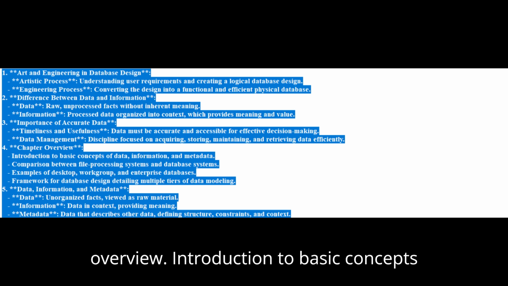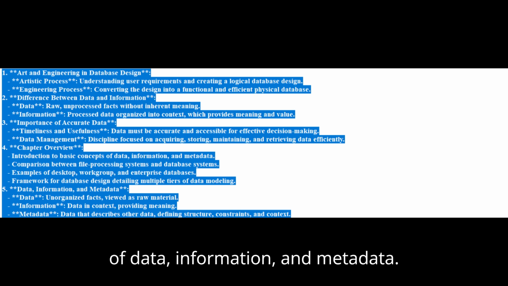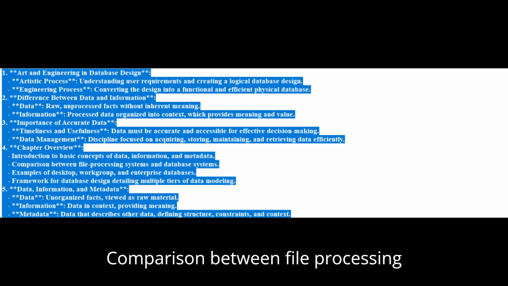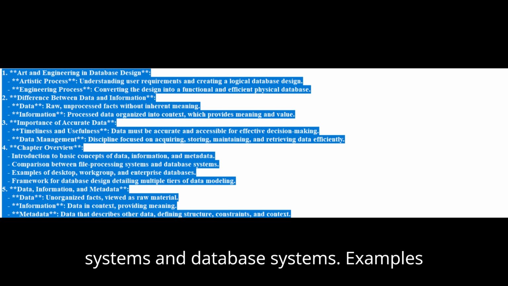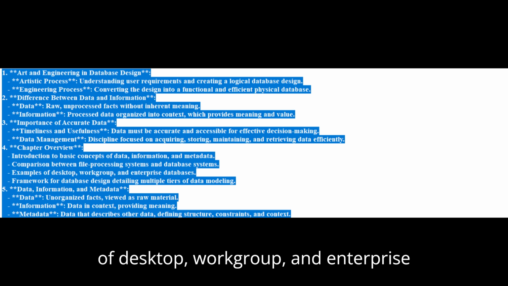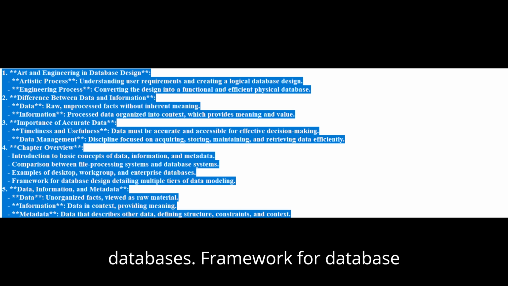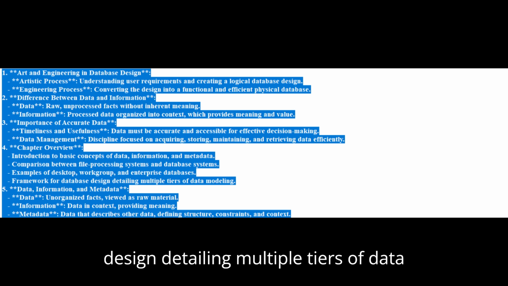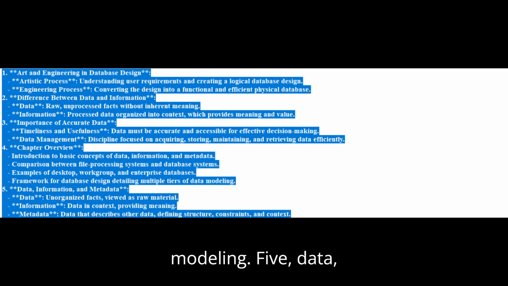4. Chapter overview. Introduction to basic concepts of data, information, and metadata. Comparison between file processing systems and database systems. Examples of desktop, workgroup, and enterprise databases. Framework for database design detailing multiple tiers of data modeling.